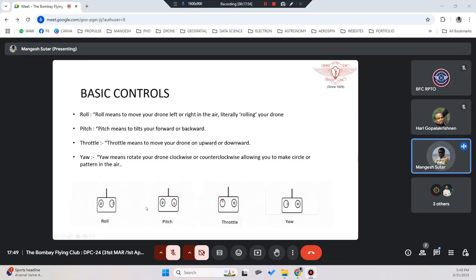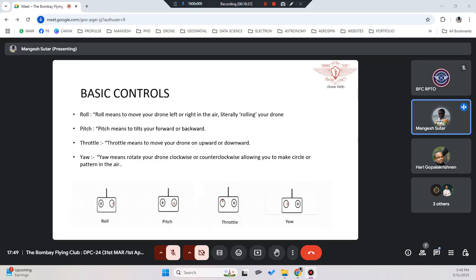So if you see the remote, do you know which mode we use when we are flying the drones? Any idea? I'm saying that there are two modes: mode one and mode two. Which mode are we using? Do you know there is something called mode in which we are using the remote control? Mode 2, yes. So we are actually using mode two.